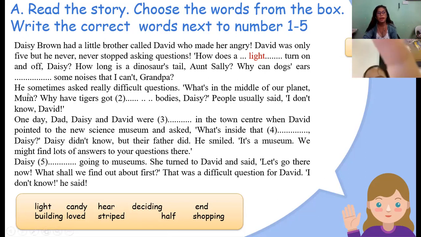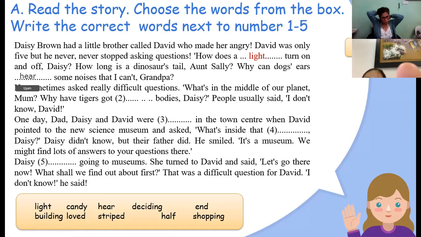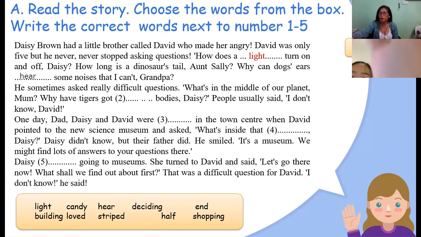Okay, number two. He sometimes asks really difficult questions. What's in the middle of our planet? Mom, why have tigers got blank bodies? Okay, what do you think for answer number two? Why have tigers got blank bodies? Light, candy, deciding, building, love, striped, or shopping? Okay, you put your answer if you think that is correct. Please try to put your answer.